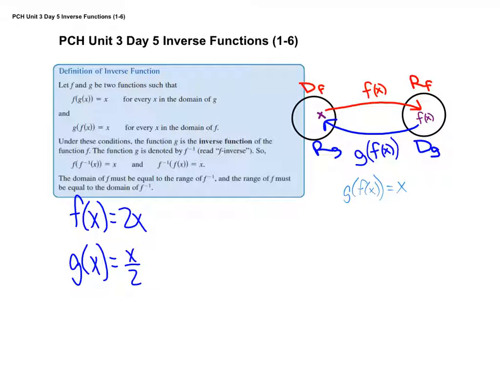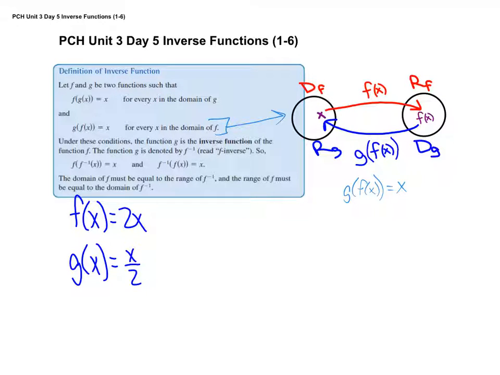So let's look at this definition of an inverse. F and g are two functions such that f of g of x equals x for every x in the domain of g, and g of f of x equals x for every x in the domain of f. Now we showed the second part right here in the picture to the right. This right here is illustrated by that mapping diagram.